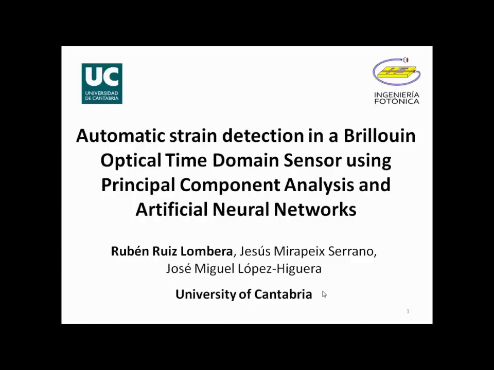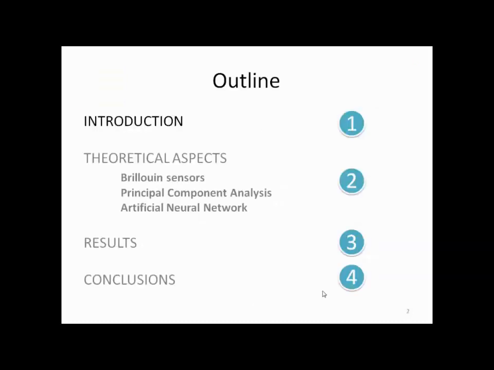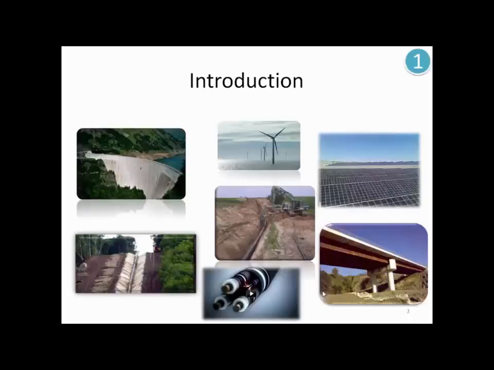I am going to talk about how to detect automatic stream using a Brillouin Optical Time Domain Analysis sensor and principal component analysis and artificial neural networks. This presentation is divided in 4 parts. First of all, a brief introduction. After that, I continue with some theoretical aspects about Brillouin sensor, principal component analysis, and artificial neural networks. After, some results and the conclusions.